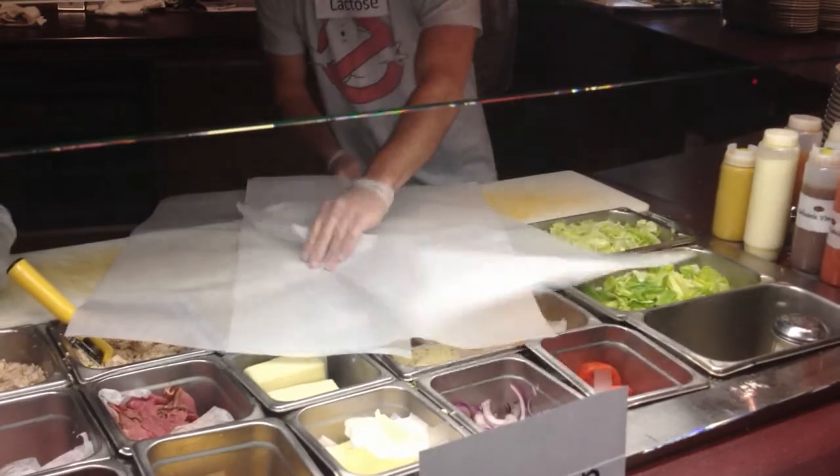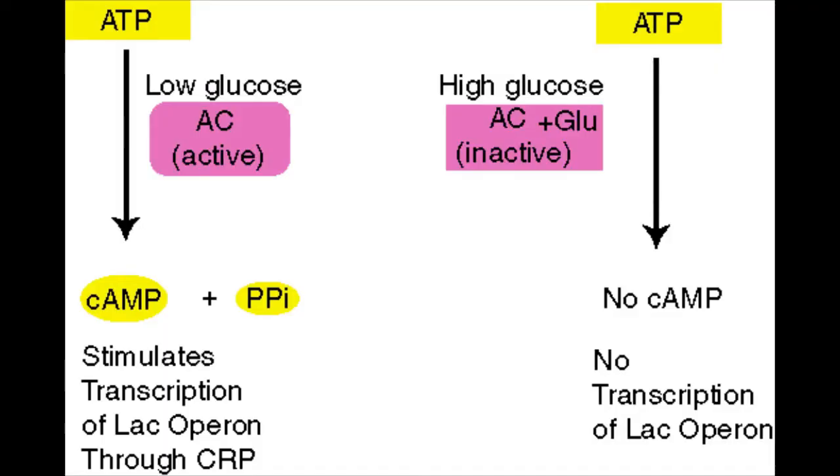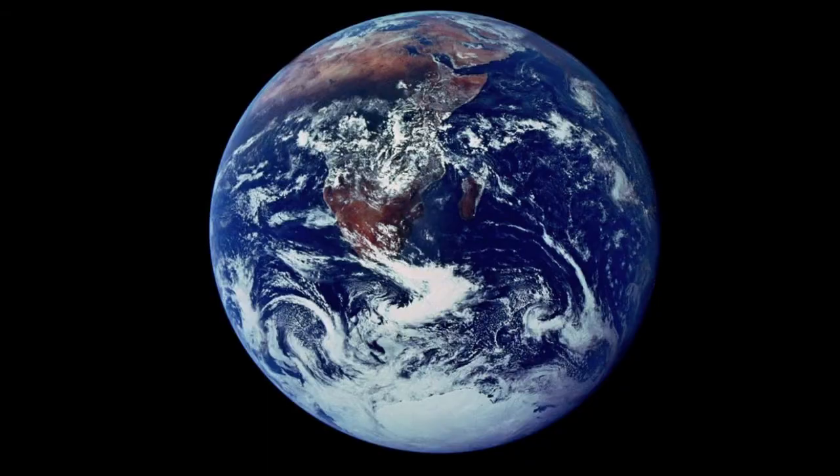If glucose and lactose are both present, the CRP-cAMP complex will allow the Lac Operon to work more when glucose levels are low, and less when glucose levels are high. This complex process has worked well for bacteria over millions of years, making them some of the most plentiful and successful organisms on the planet.